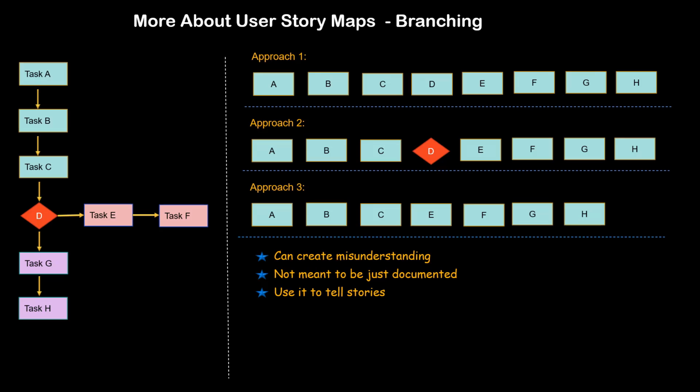Now, if you think you will forget about the branching part while telling stories later, then you can annotate the map with a note that reminds you and the team about the branch. Then when anyone tells stories about how the users' workflow looks, this annotation will remind you about the branching decision you and your team had made.